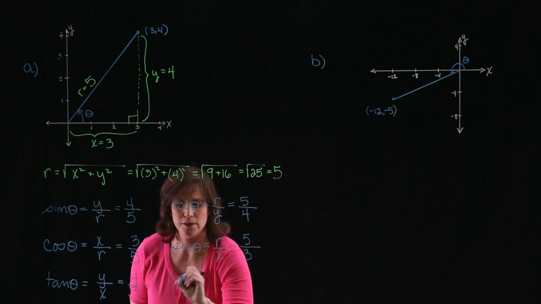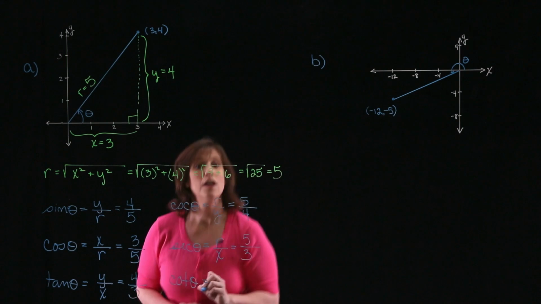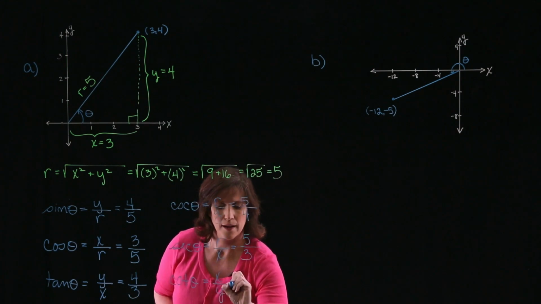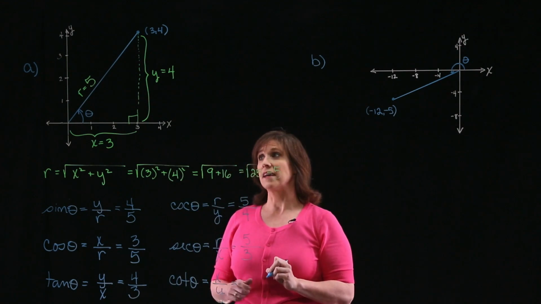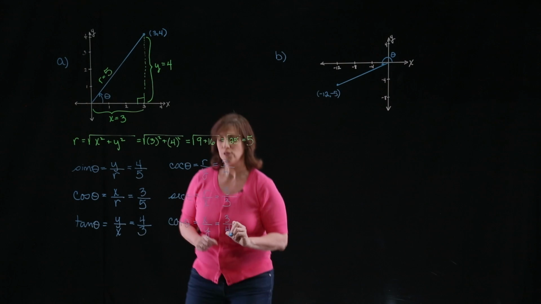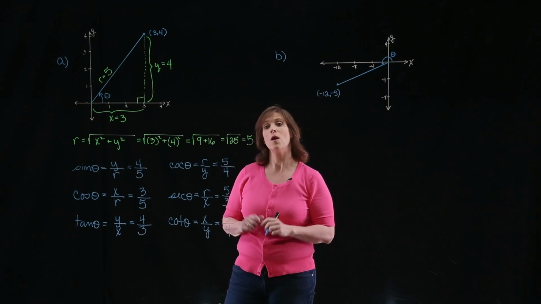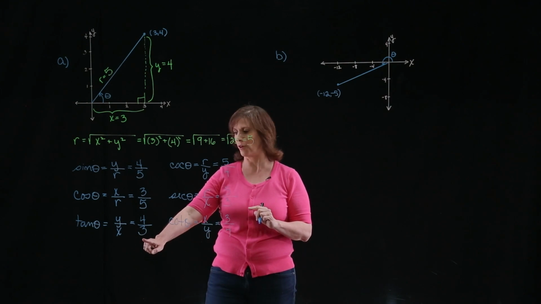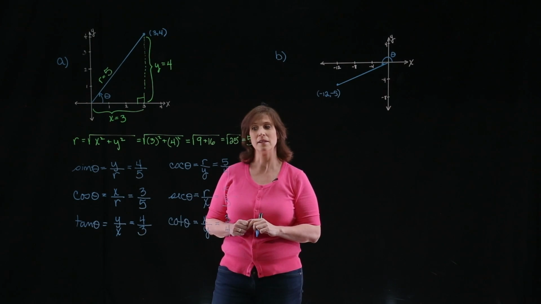Last one is the cotangent of theta. The cotangent is defined as x over y. The x value is 3, the y value is 4, so the cotangent is 3/4, which, just checking to make sure it all makes sense, is the reciprocal of the tangent.